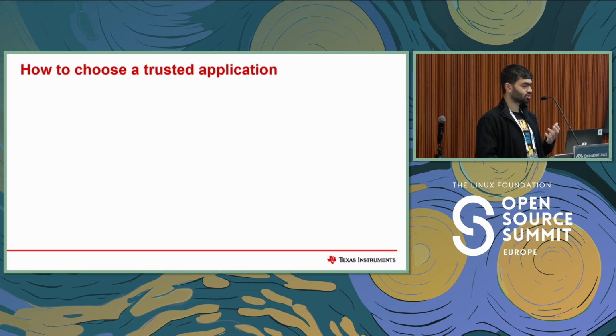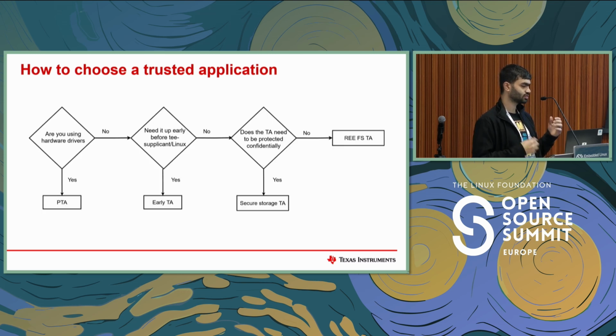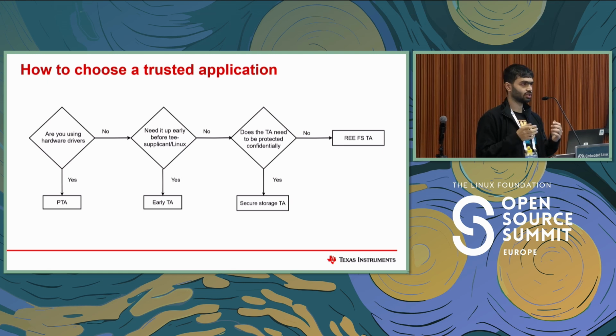So overall, if you want to summarize how to do this trusted application: if you are using hardware drivers, you should essentially be similar to a pseudo-trusted application, where you want to be at the kernel level. So go for a PTA at that time. If you need it up early, before Linux is up, but you are not necessarily interacting with the hardware, you can go for a user space application on the secure side. But you need it to be up early, so go for an early TA. Now, does the TA need to be protected confidentially, like the encryption?